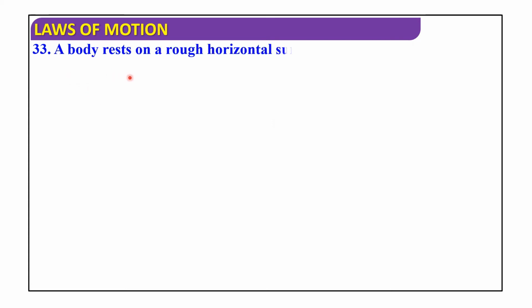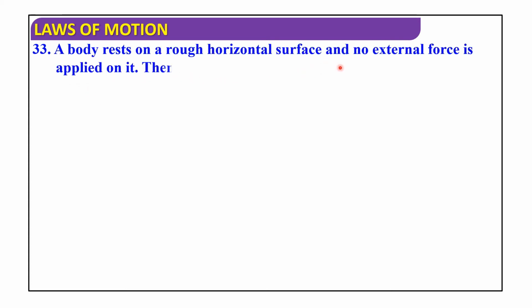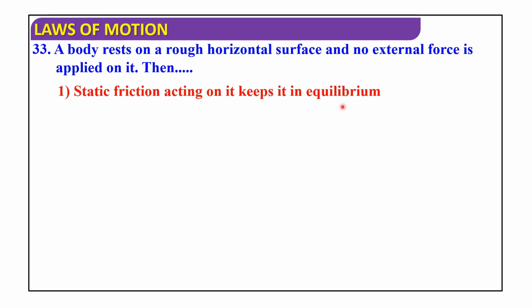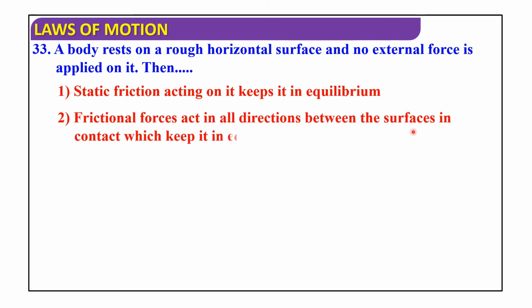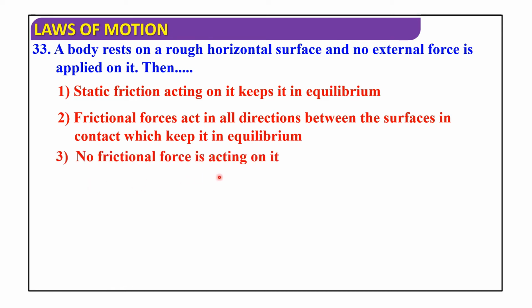A body rests on a rough horizontal surface and no external force is applied on it. Then static friction acting on it keeps it in equilibrium. Frictional force acts in all directions between surfaces in contact, which keeps it in equilibrium. No frictional force is acting on it. Its weight is balanced by static friction.